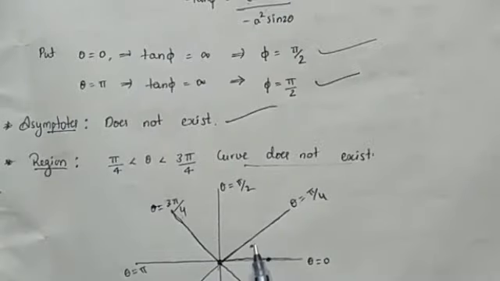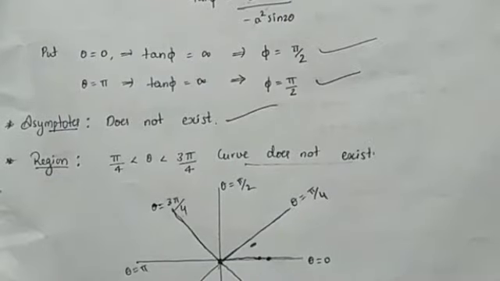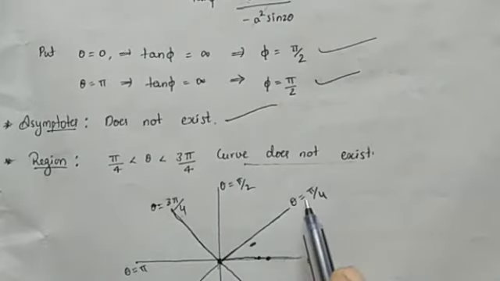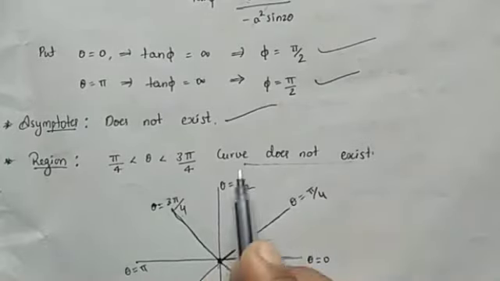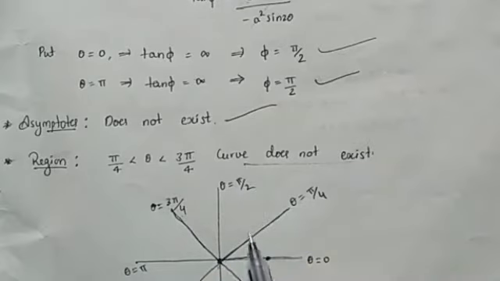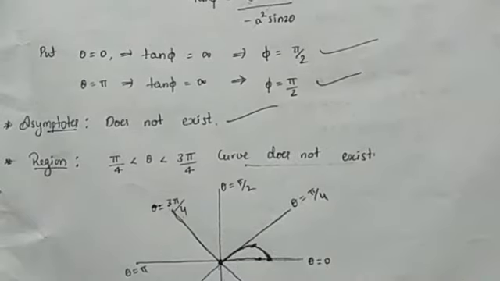This point is 0.7a. And also for theta value between pi by 4 and 3 pi by 4, the curve does not exist. So the curve does not exist. So we draw a curve like this.